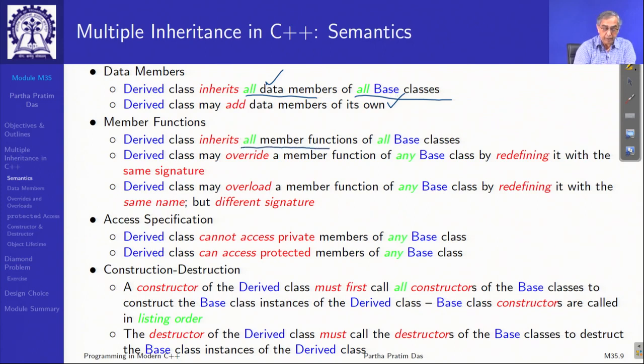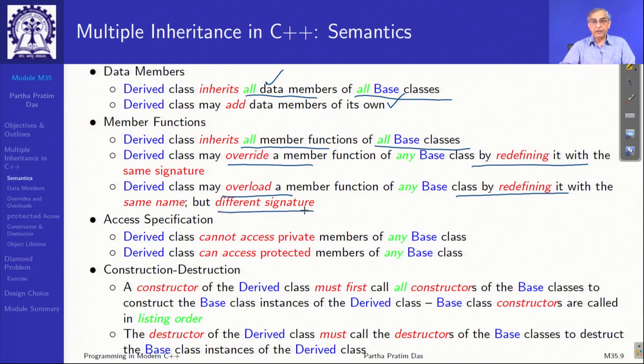It inherits all member functions of all base classes. It can override a member function by redefining it with the same signature. It can overload the member function of any base class by redefining it with the same name, but a different signature. All these were already there. Now, it can be done for all the base classes of a class that it is multiply inheriting from.